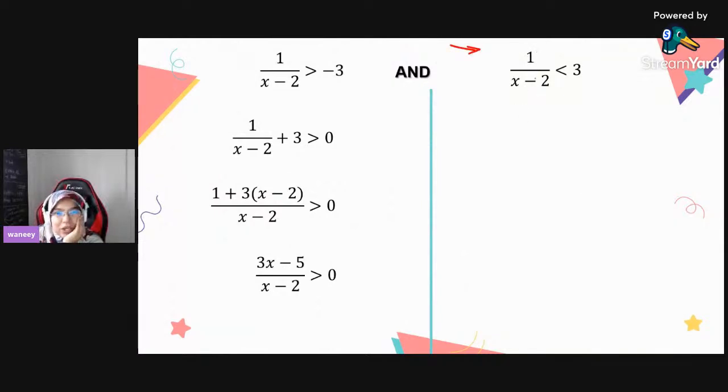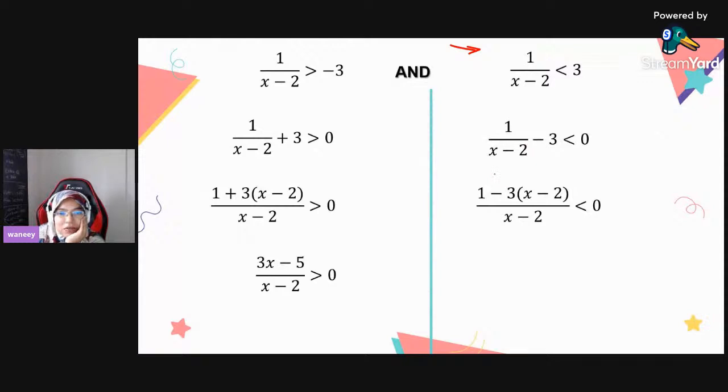Okay, so we got 1 over x minus 2 less than 3. As usual, I'm going to bring 3 to the left hand side. So 1 over x minus 2 minus 3 less than 0. And then we are going to have a common denominator. So 1 minus 3 multiplied by x minus 2 over x minus 2 less than 0. So this is 1 minus 3x and then plus 6, so negative 3x plus 7. So negative 3x plus 7 over x minus 2 less than 0.